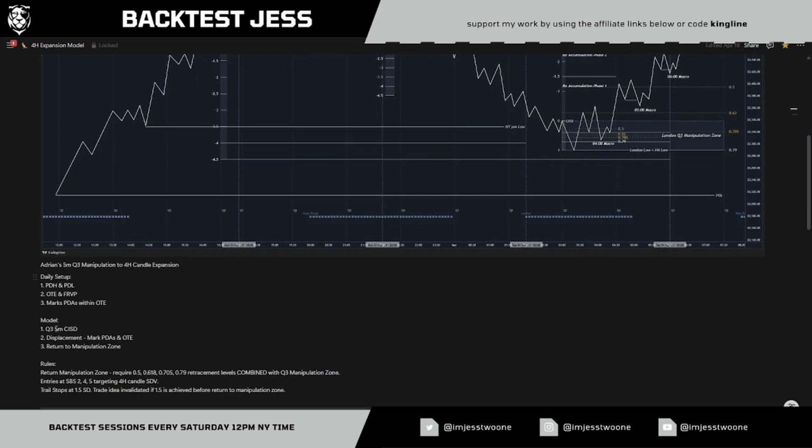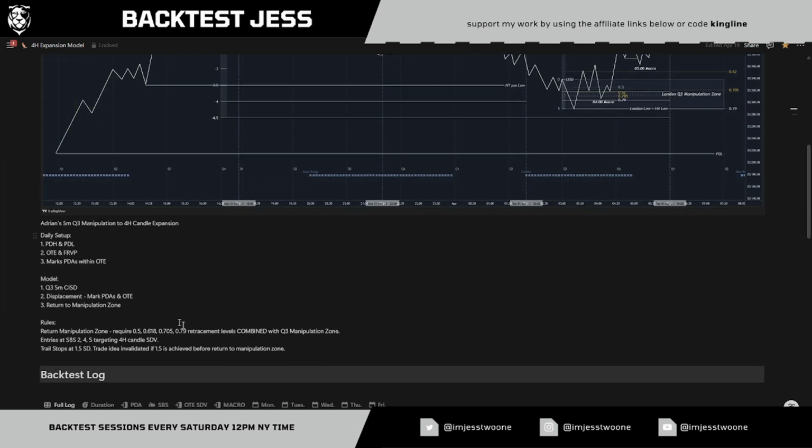So the model is as is. We look for that 5-minute CSD. We're looking for a displacement out of that manipulation zone. We mark the PD arrays in that manipulation zone as well as OTE. Once we have a return to that zone, we can take the model, we can take the trade.